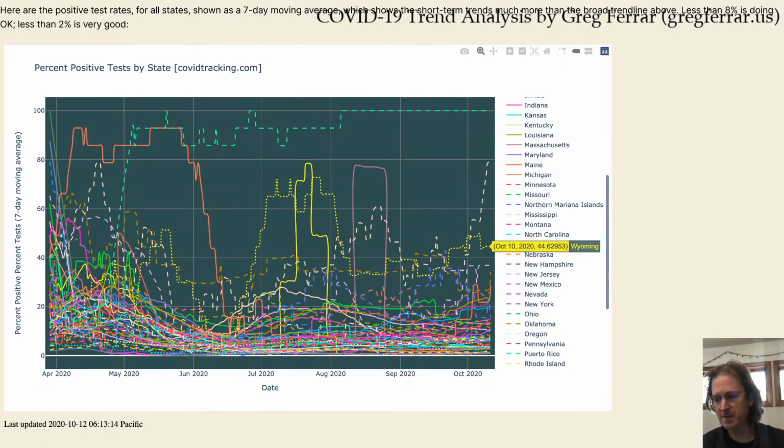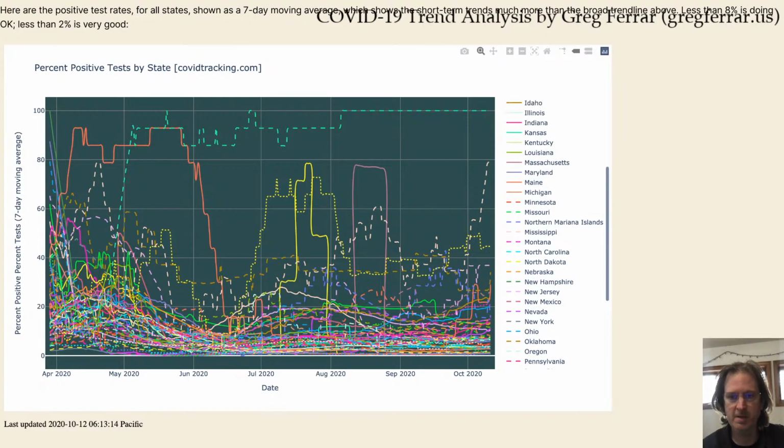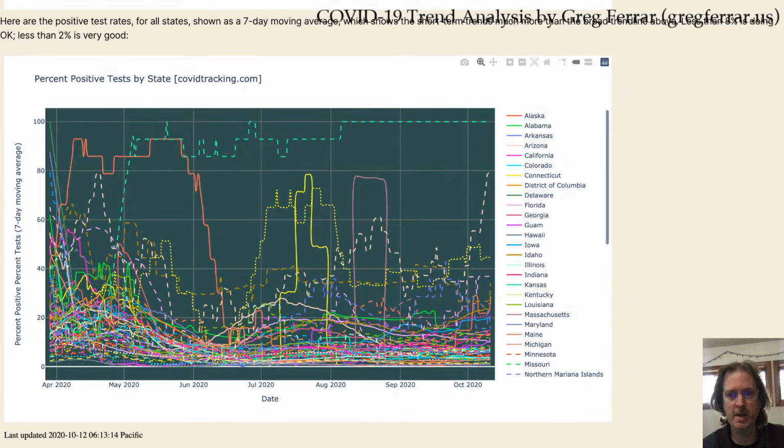And this just means that these states are not testing enough to catch asymptomatic people. They're probably only testing when it really seems like there's a problem with a particular patient. They say, well, you might have coronavirus, let's test you. And that's not good enough. It's not how New York stomped it out.